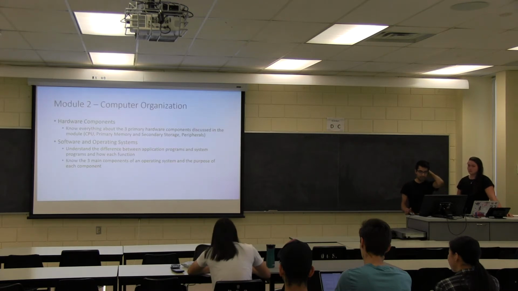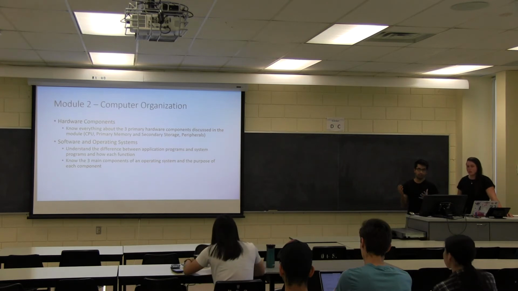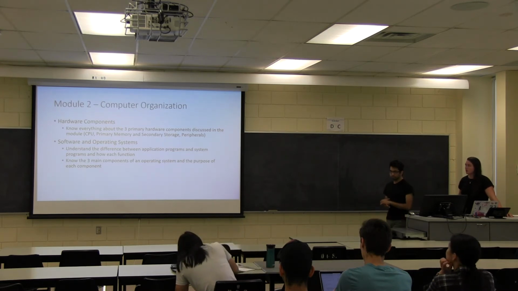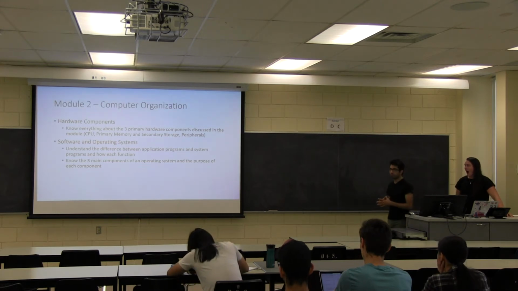Right? Now, Module 2 talked about computer organization, so what really makes up your computer. And there are really two things that compose your computer, the hardware components and the software and operating system. Now, there are 3 primary hardware components that you should be concerned about and you should focus on, them being the CPU, the memory, and peripherals.